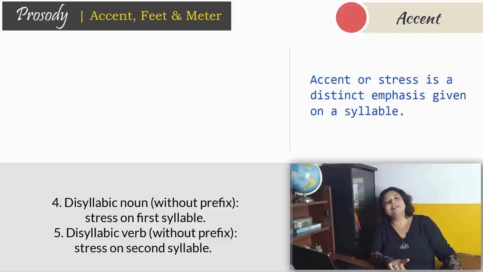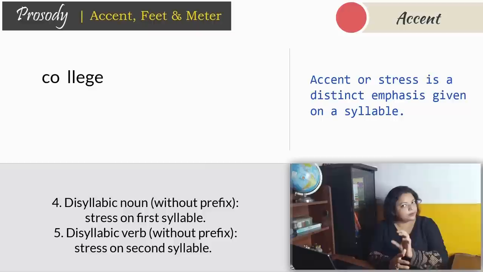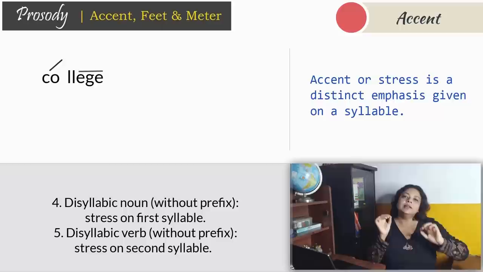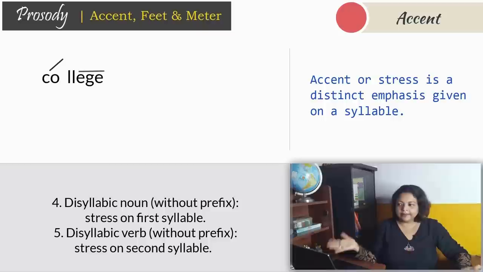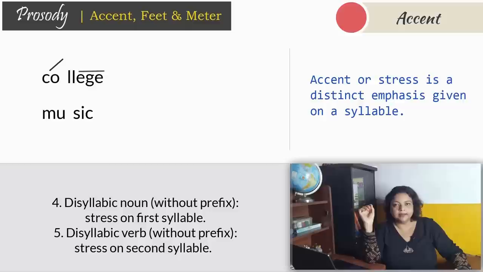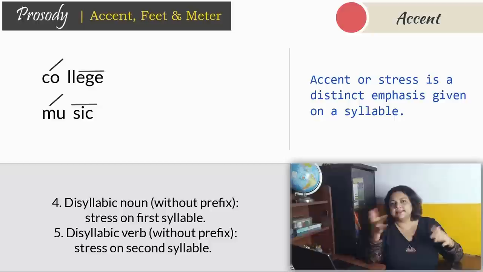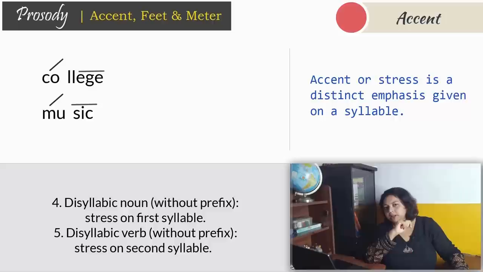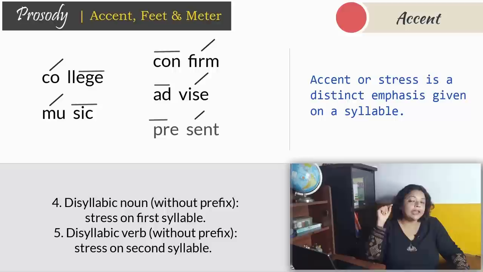I'll give you some examples. So the word college, college. So you have 2 syllables, it's a noun. So you must stress C-O, and ledge will be unstressed or unaccented. Another example is music. Okay, when you say the word music, you stress on mu, because music is a noun. Now when the same thing happens, like disyllabic words are there, but they are verbs, what do you do then? Take for example, the word confirm, advise, prevent. Everywhere you stress the second syllable.